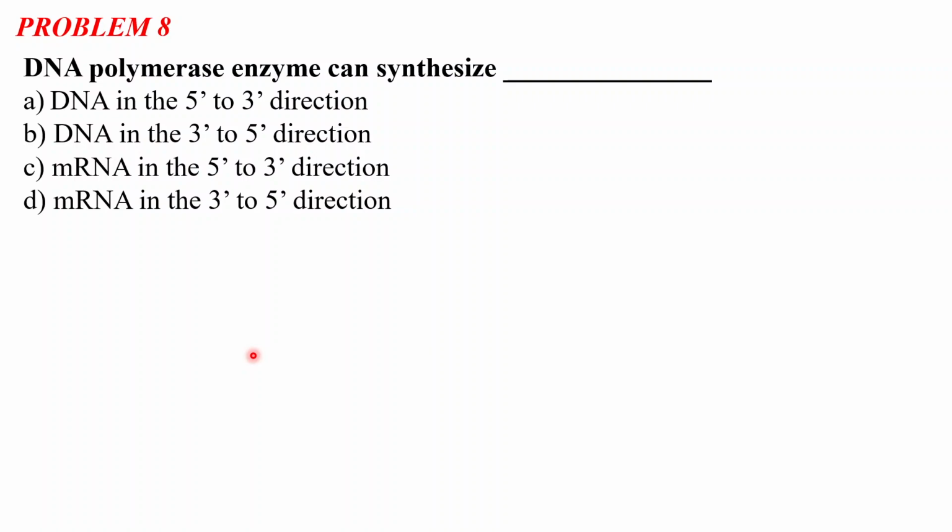We discussed DNA polymerase in the slide before last, I guess, and I told you we would discuss it in more detail here. So from this question we will discuss DNA polymerase in more detail. Before that, I want all of you to try to answer the question. DNA polymerase enzyme can synthesize: number A, DNA in the 5 prime to 3 prime direction; number B, DNA in the 3 prime to 5 prime direction; number C, mRNA in the 5 prime to 3 prime direction; and number D, mRNA in the 3 prime to 5 prime direction.